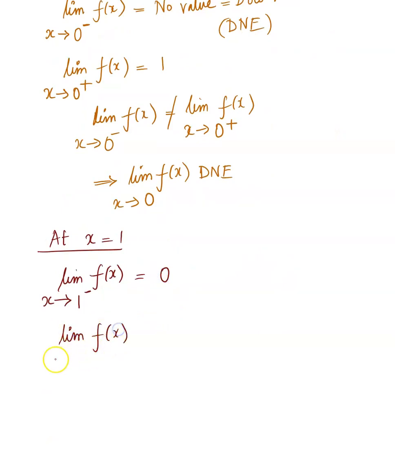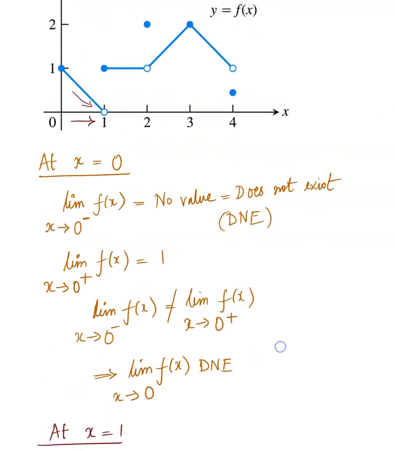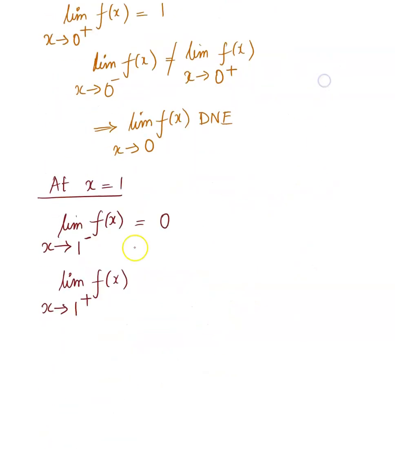And the limit of f of x as x approaches 1 from the right. So let's go here. We want to approach 1 from the right. So look at the piece that gets closer to 1 from the right, and that value actually points back to a 1. So once again we see that the left-hand limit is not equal to the right-hand limit.